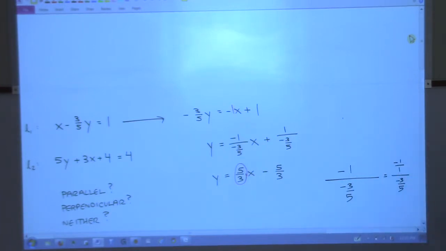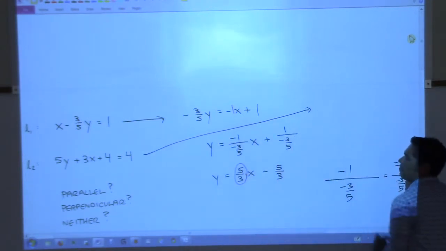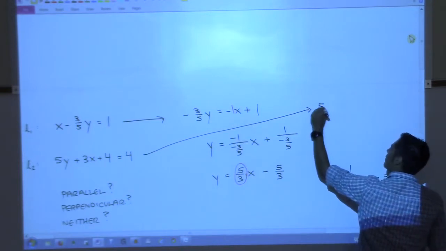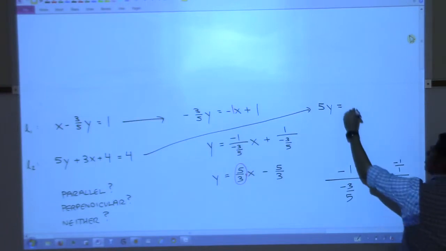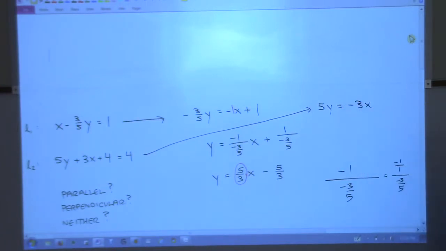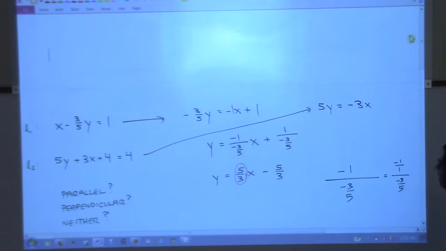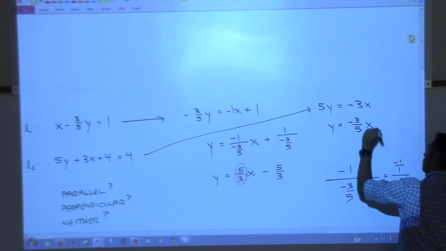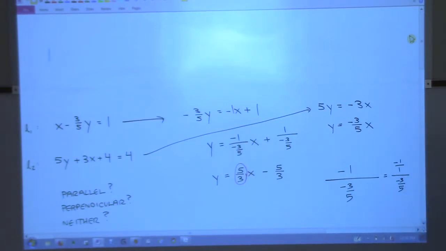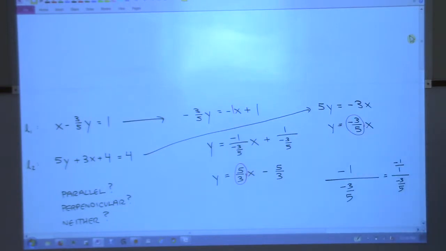So for the second line, solve for y again. So 5y equals what? Negative 3x. And then those 4's are going to cancel, right? When you subtract 4 on both sides, they go away. So all you have is that. Divide by 5. And you get what? Negative 3 over 5 x. So there's your slope.